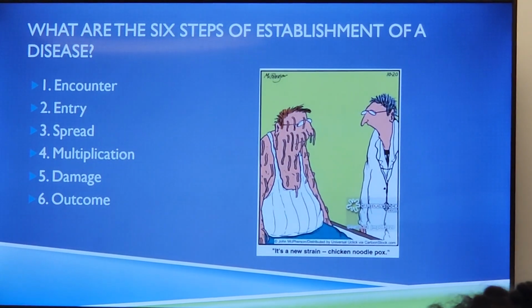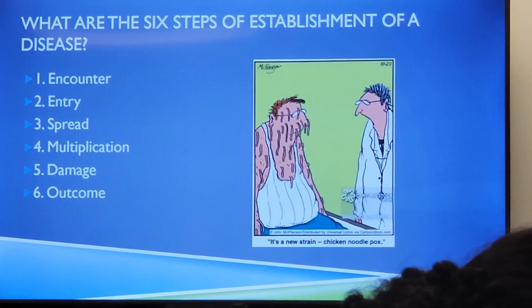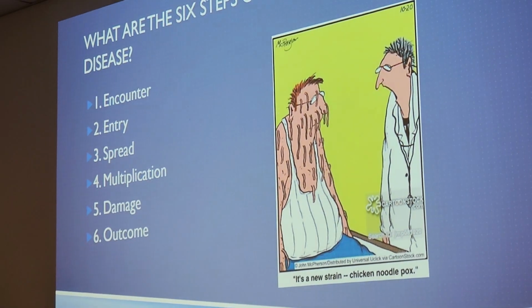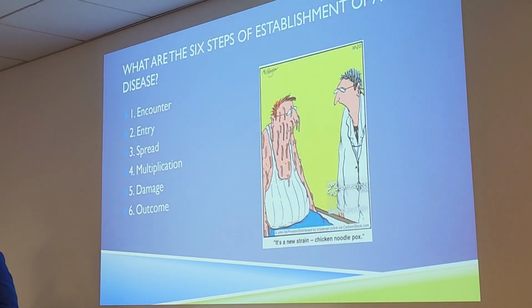All right. Once again, the 6 steps of establishment of a disease. This is that cycle of infection again. First, we have an encounter, then the injury, the spread, the multiplication, the damage, and the outcome. If you want to take a picture of that quickly, that is the 6 steps of disease establishment. Please know those.